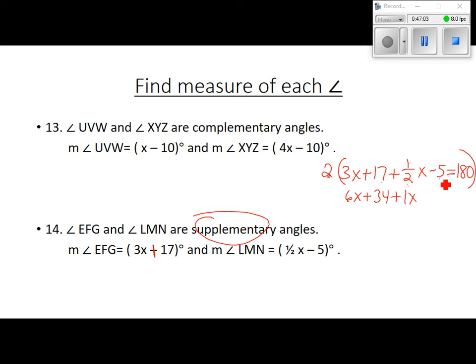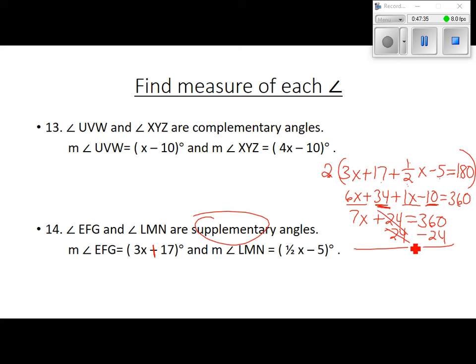2 times negative 5 is negative 10. 2 times 180 is 360. If you don't want to multiply all that by 2 to get rid of the fraction, don't. It's just most people don't like fractions, so I get rid of it. Collect like terms. 7x, a positive 34 and a negative 10 gives us plus 24 equals 360. Subtract 24 on both sides.